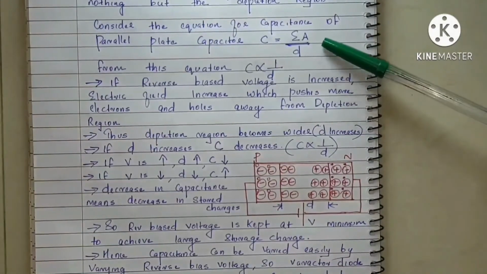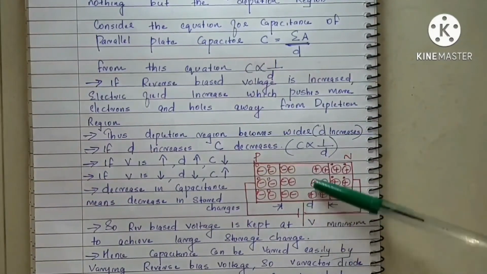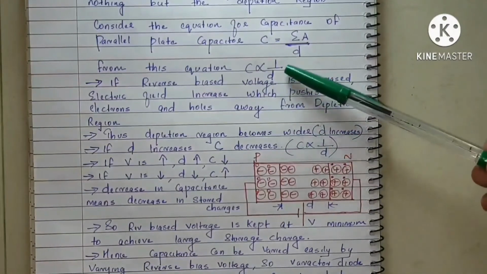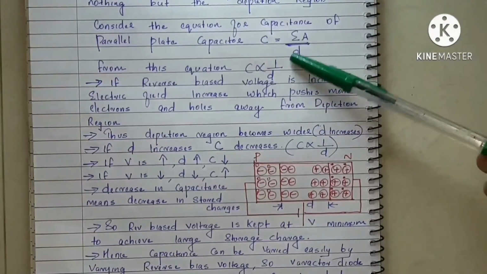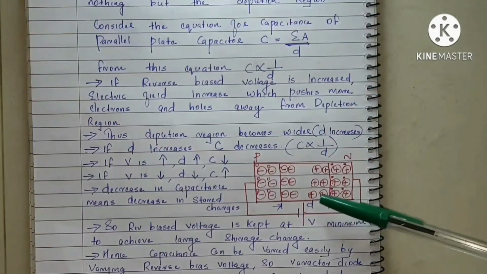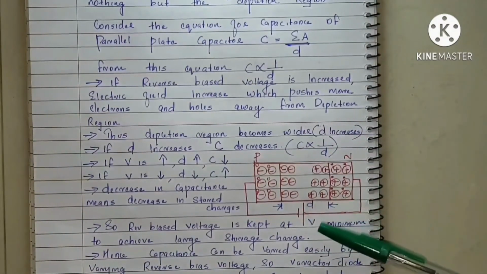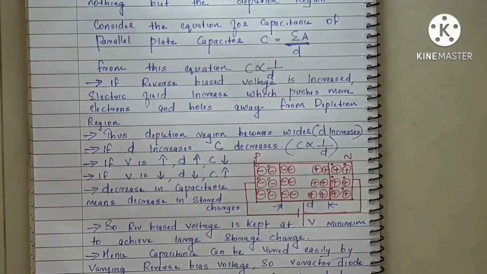According to this equation, C equal to epsilon A by D. Here D is the distance between parallel plates, which is the thickness of depletion region in PN junction diode. Capacitance is inversely proportional to this distance D. So as depletion region thickness increases, C will decrease. From this equation, C is proportional to 1 by D. If reverse bias voltage is increased, distance, that is depletion region thickness, increases. So according to this equation, C decreases.